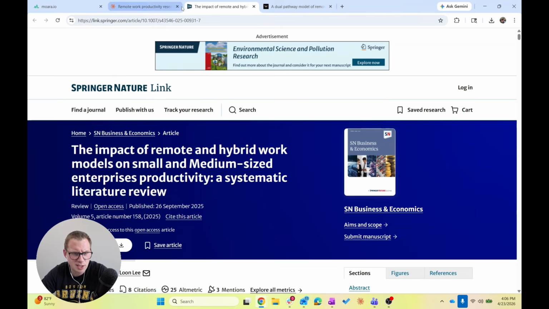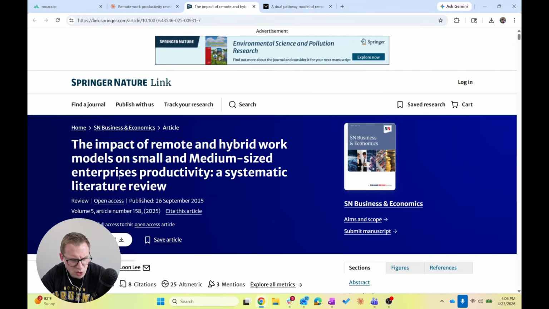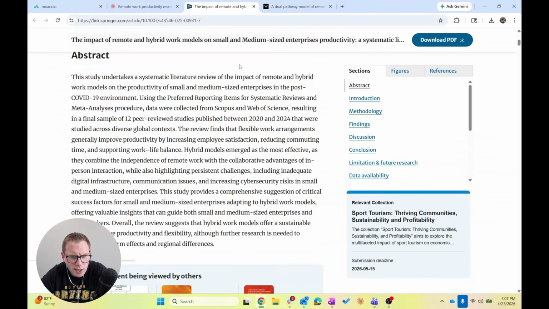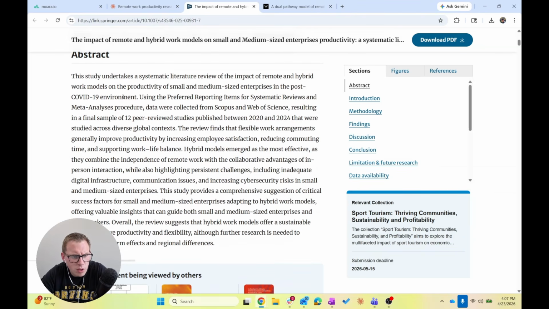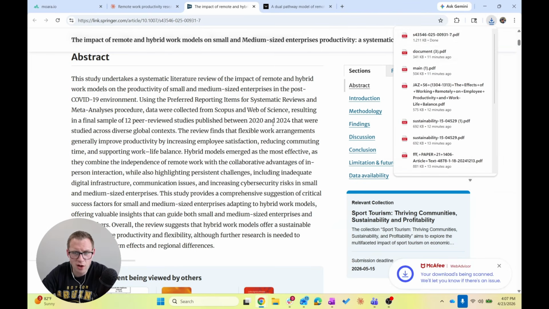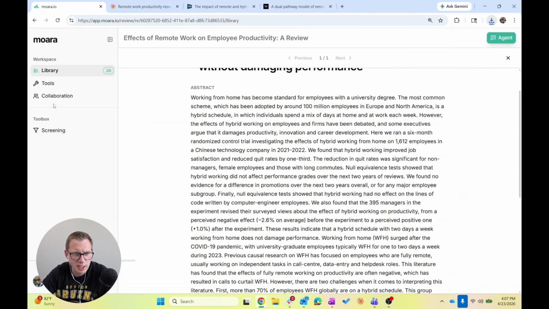Let's cover the second 2 that are mentioned in Claude. The impact of remote and hybrid work models on small and medium-sized enterprise productivity, a systematic literature review, undertakes a systematic literature review of the impacts of remote and hybrid work models on productivity using the preferred reporting items. Okay, so I'm just doing the abstract here, of course. Data were collected. Final sample of 12 peer-reviewed studies. Okay, we definitely want this. You could call it, I guess, a systematic review. Let's make sure we add that.